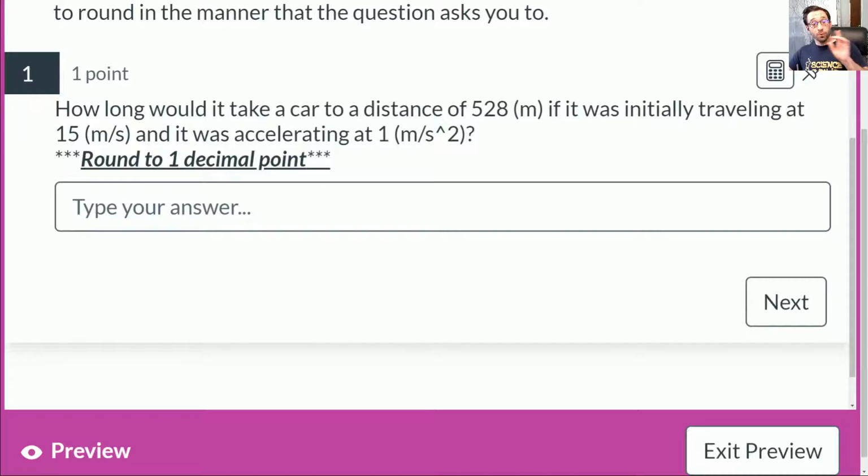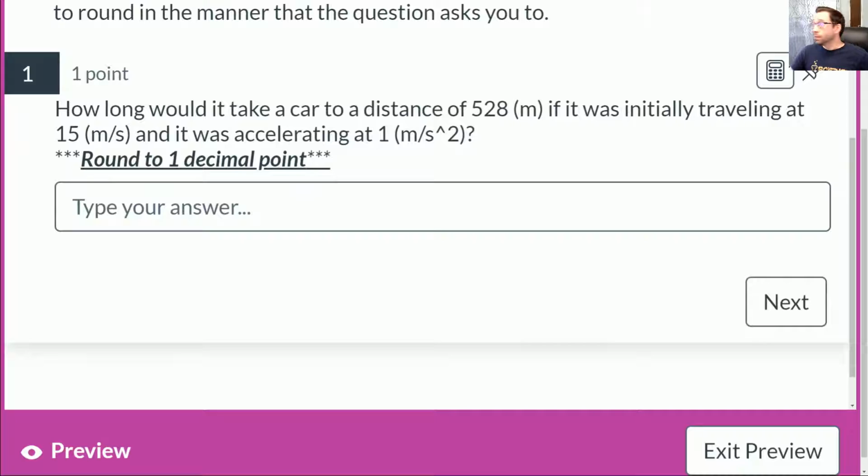Well, so Brian, before that, we read through the problem and we understand what's going on. So, how long would it take a car to go a distance of 528 meters if it was initially traveling at 15 meters per second and was accelerating at 1 meter per second squared? Cool. So, what is it asking?